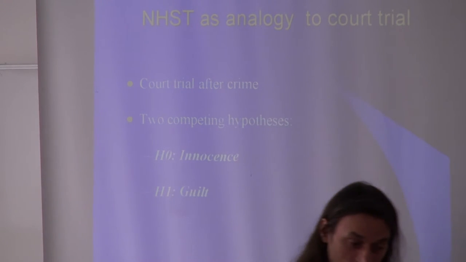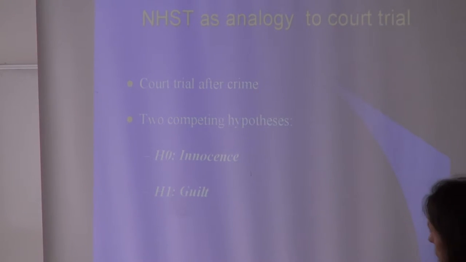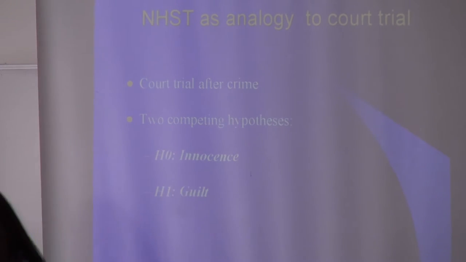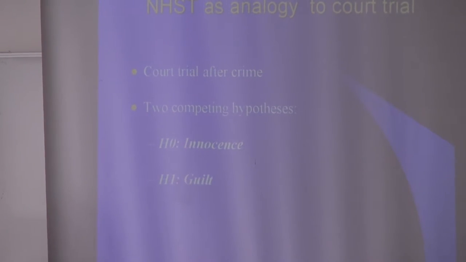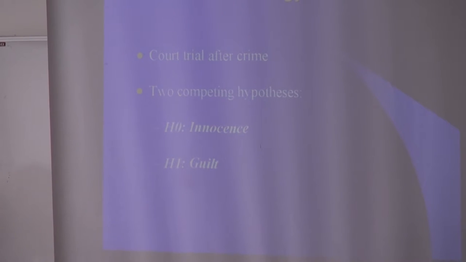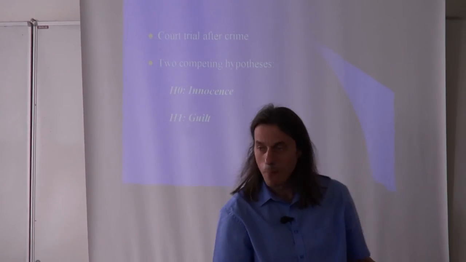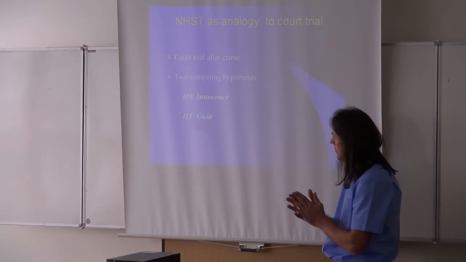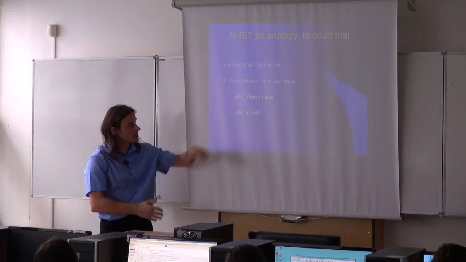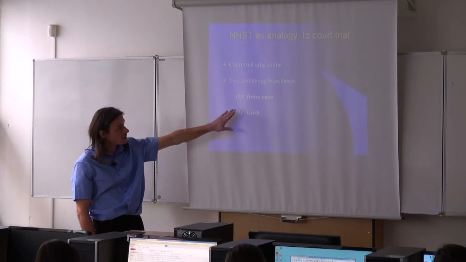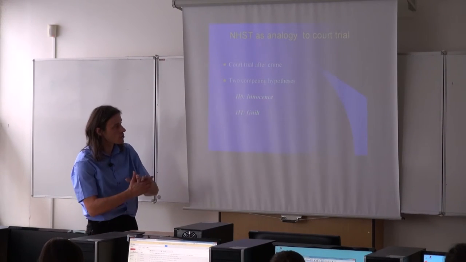And in reality, somebody must have committed the crime or is innocent. There is no third possibility. In Latin law, they call it tertium non datur: the third possibility doesn't exist. So somebody is innocent or guilty, doesn't matter whether he or she is before the court or not. But somebody must commit the crime. If, for example, there is some murder, there must be somebody who is guilty. So the judge has two competing hypotheses. The null hypothesis says innocence, the alternative one, or H1 as it is sometimes called, guilty.